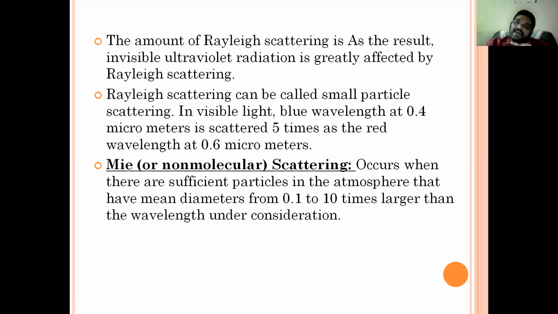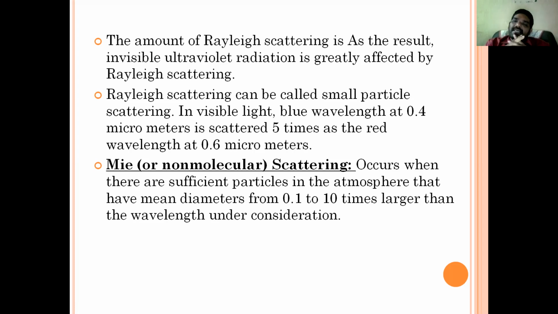See, when the EMR is getting scattered, or influenced because of the particles, because of the atmospheric constituents whose mean diameter is from 0.1 to 10 times larger than the wavelength of the EMR, the electromagnetic radiation that is reflecting back to the sensors is called Mie scattering.